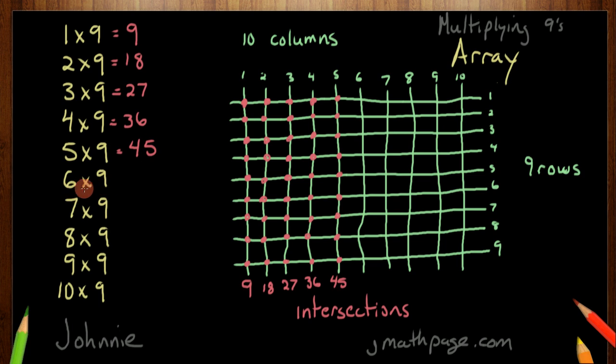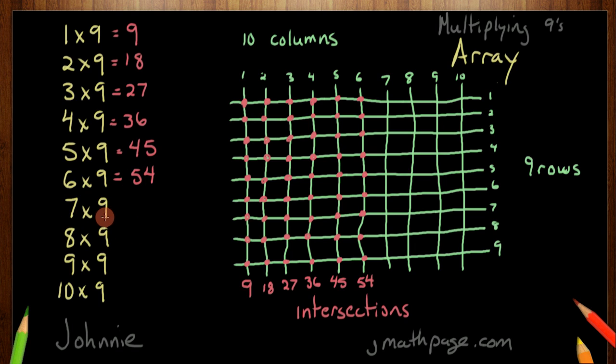What about this next one? 6 columns by 9 rows. Here's our 6th column, and here are our 9 rows. So let's count them out. We have an intersection there, 3, 4, 5, 6, 7, 8, and 9. Let's add on 45, 46, 47, 48, 49, 50, 51, 52, 53, 54. 54 intersections. So 6 columns by 9 rows gives us 54 intersections.